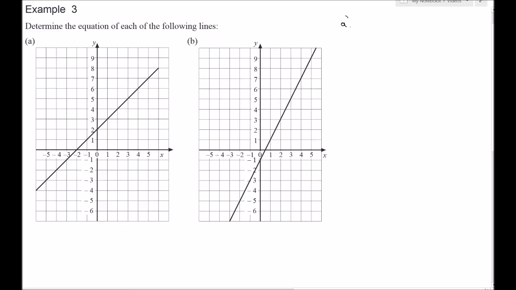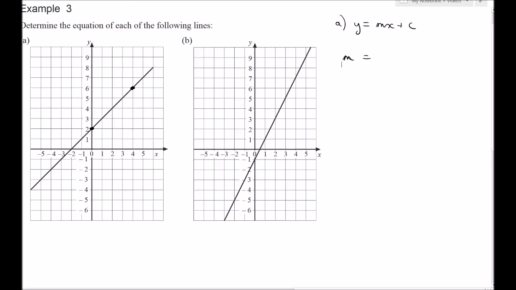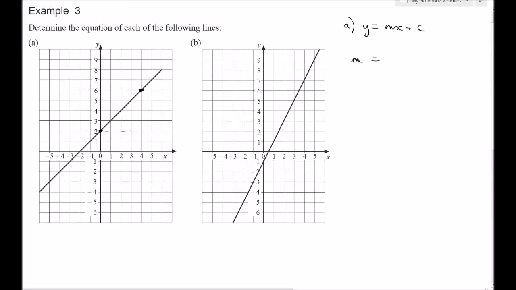Well, it's quite easy, guys. As you know, it's always in the form of y is equal to mx plus c. These are straight lines. It's perfectly okay. For the first one, the only thing we need to do is find m and find c. In the first one, let's have a look. Again, I've picked 2 coordinates, this one and this one. Let's have a look. All right, m is going to be rise over run. So I rise 4 and I run 4. So it's going to be rise over run, so 4 over 4.